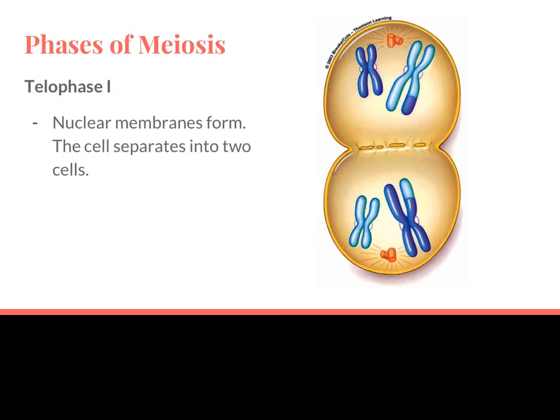After anaphase, we go into telophase. Nuclear membranes form up. The cell separates into 2 cells. As you can see, we'd then go through cytokinesis, and we'd have a little bit of split here, but notice our genetic variation.